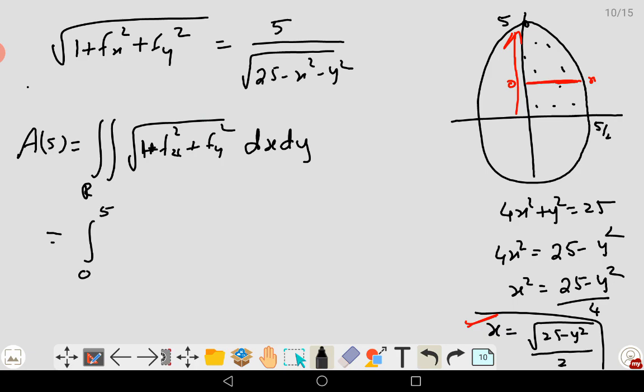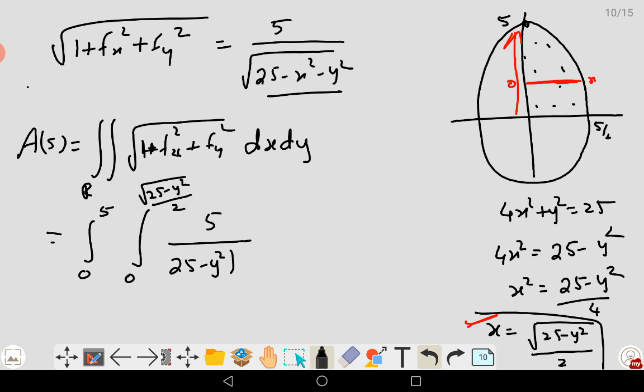That is equal to 0 to 5, the outer limit. Inner limit is 0 to square root of 25 minus y square over 2. Square root of 4 is 2, isn't it? Now this integrand term here, 5 over square root of 25 minus y square. I separated it and written x square, because I am integrating with respect to x. Now the variable is x, so dx dy, variable is x. This term is considered constant a square.